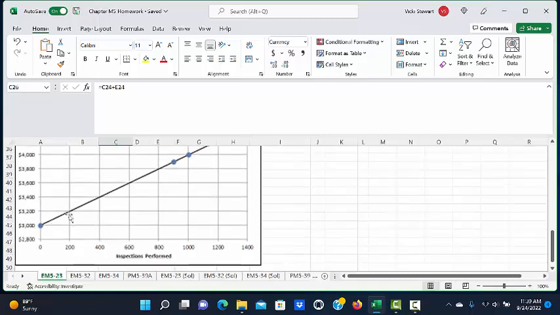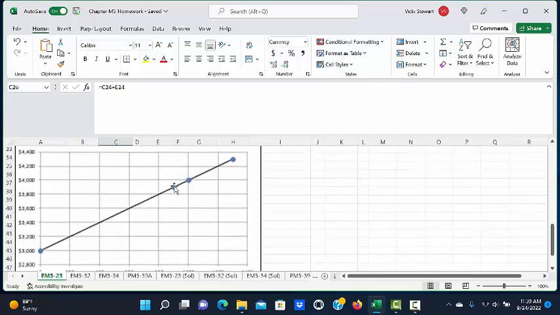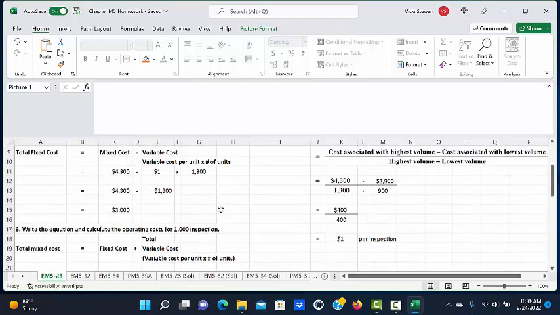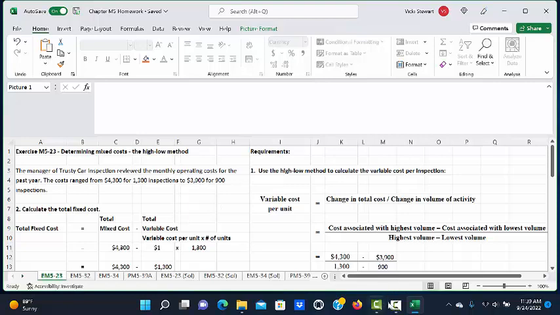The slope of our line would be $1, the variable cost per inspection, and when we look at the graph, we can see that at 900 inspections, as we calculated, our total cost would be around $3,900. At 1,000 inspections, it is $4,000, and at 1,300 inspections, the total cost was $4,300. And that is the conclusion of the demonstration for exercise M523.